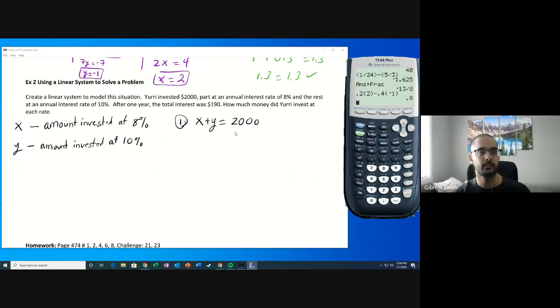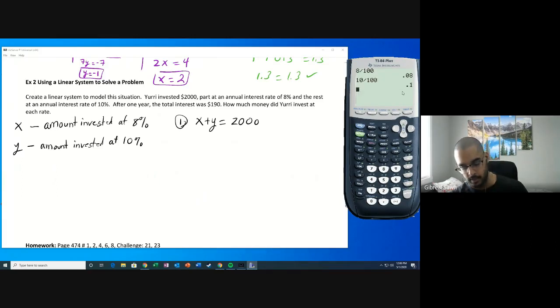Now the interest rates are given to me as percentages. In order to use percentages like you learned in junior high, you have to divide them by 100 to actually turn them into the correct decimal. So 8% as a decimal is 0.08. 10% as a decimal is 0.1 if you divide by 100.